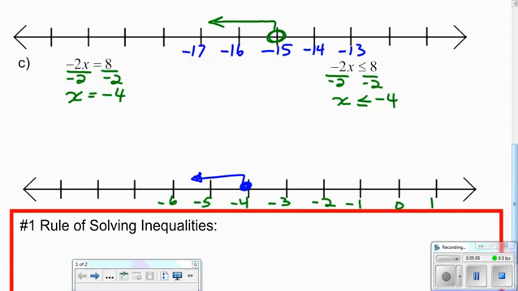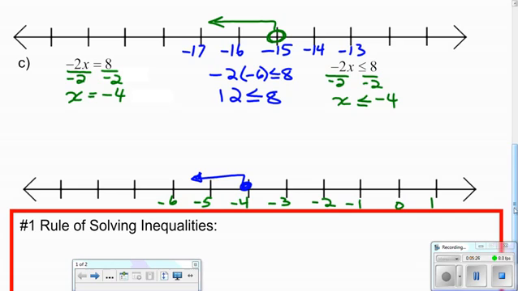So then we're going to check our solution. I'm going to go -2 times, let's pick -6. -2 times -6 should be less than or equal to 8. Negative times a negative, positive 12 is less than or equal to 8. That is not a true statement. 12 is not less than 8. 12 is greater than 8.